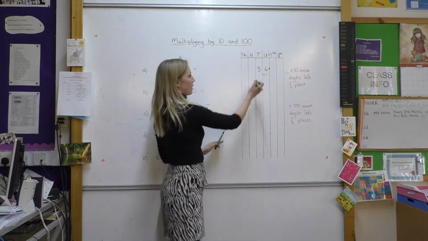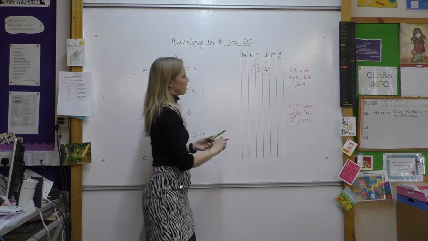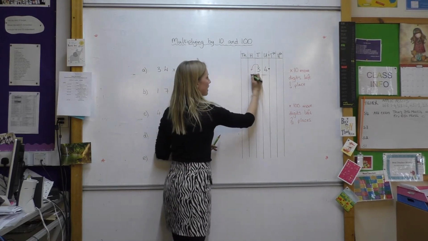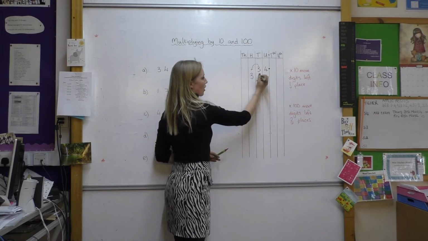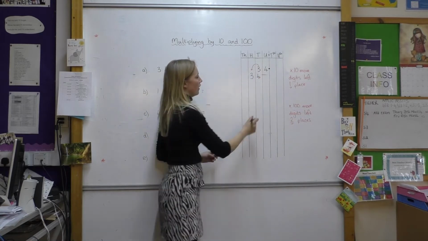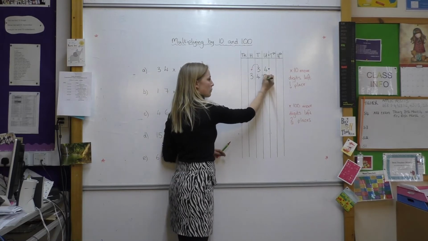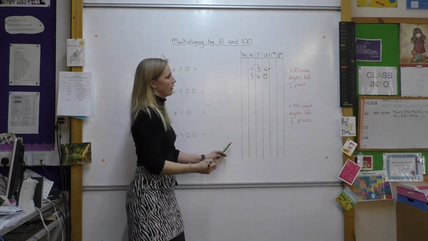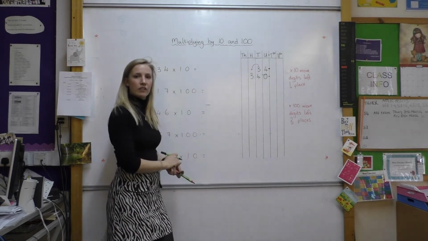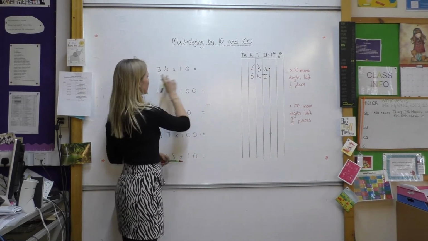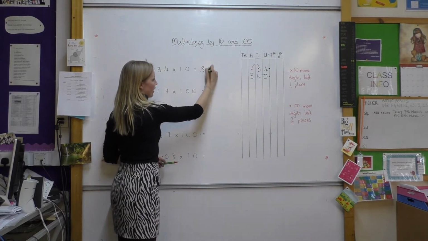So I'm going to take my 3 and move that into my hundreds column. That means in my hundreds column I'm now going to have a 3, in my tens column I will have a 4, and in my units column I have nothing, so I'm just going to place a 0 in there. If you want, you can put in your decimal point, but it's not needed for this question. So 34 times by 10 is 340.